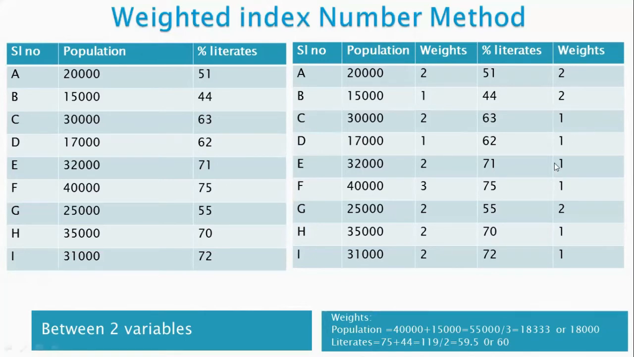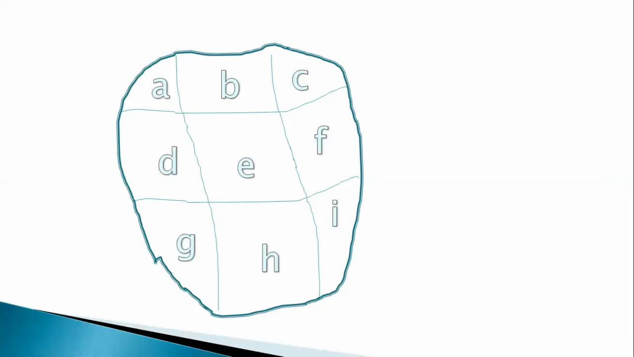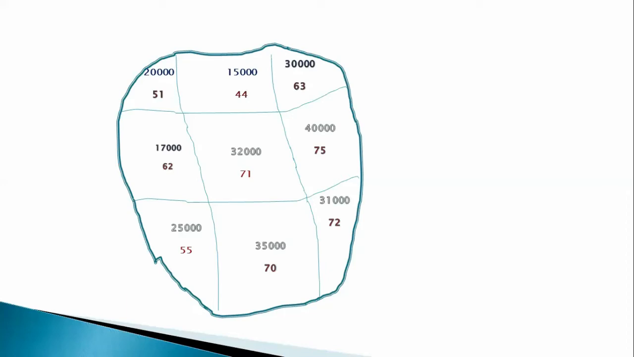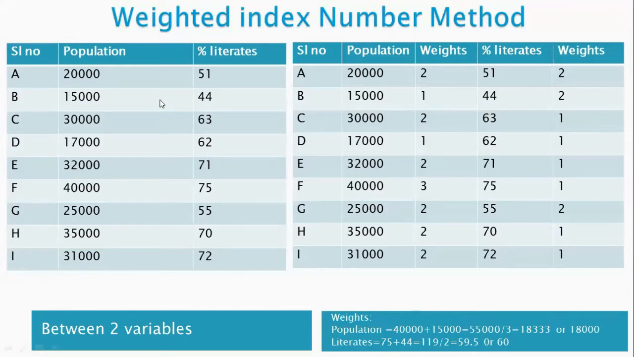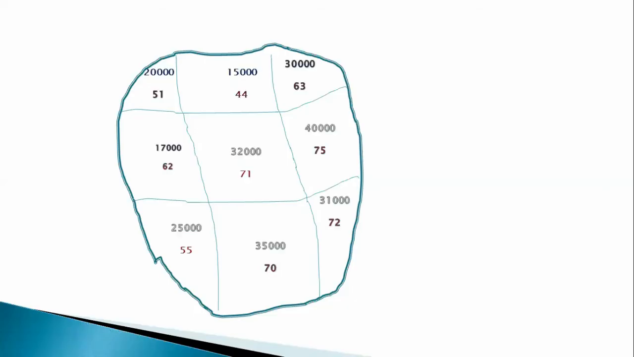Next, this has been given. Now this is the study area, with A, B, C, D, E, F, I. Now in the next slide, I have simply input for A what was the population, and what was the literacy percentage according to the table over here. So I have simply put the values, nothing else.